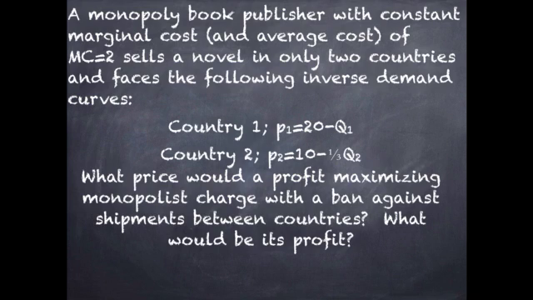And later on we're going to be talking about what happens if that ban is lifted, and that makes it a little more complicated. But realize that all we're doing here is maximizing profits in country 1 and maximizing profits in country 2 and adding those profits together in order to get what the joint profits are in selling in both countries, having a monopoly in both countries.